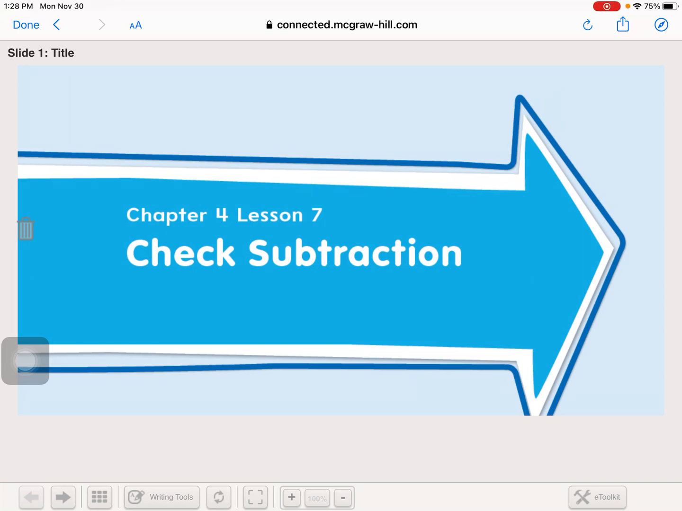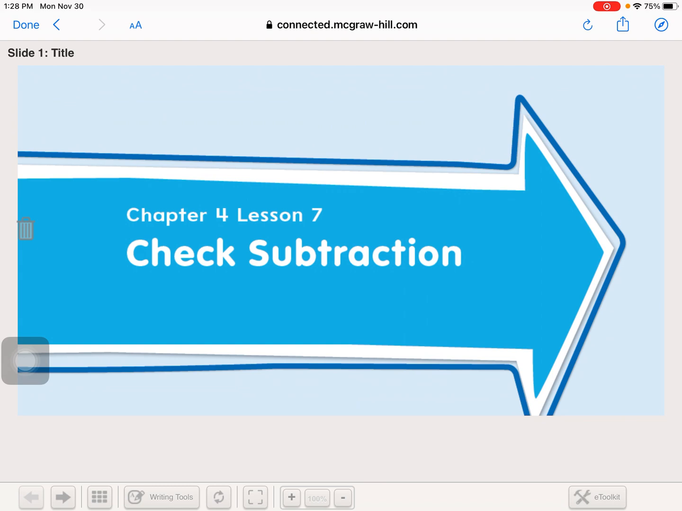Today we're going to be looking at a strategy to check our subtraction answers to make sure that we have subtracted correctly. And the strategy that we're going to be using is using addition to check our subtraction. So I want you to repeat after me. You can use addition to check your subtraction. Say it again. You can use addition to check your subtraction.